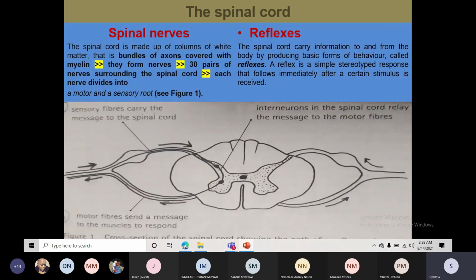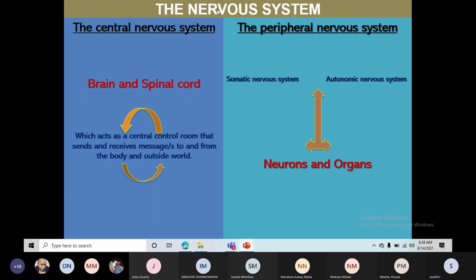As you can see here, I use the expandable tree structure. The main body is the nervous system, with two subtopics: the central nervous system and the peripheral nervous system. You check, what does the central nervous system consist of? It consists of the brain and the spinal cord. What's the purpose of the spinal cord? You leave it there. So that's a key.